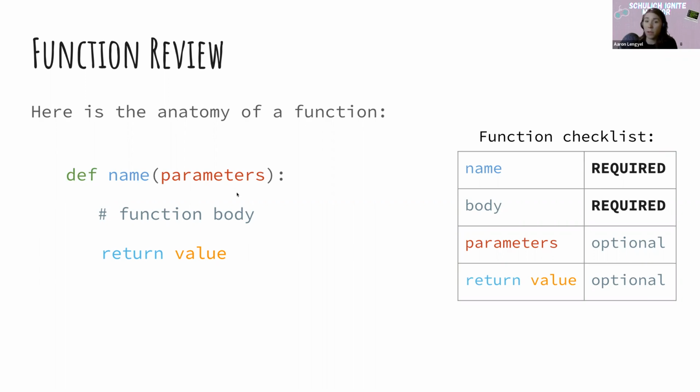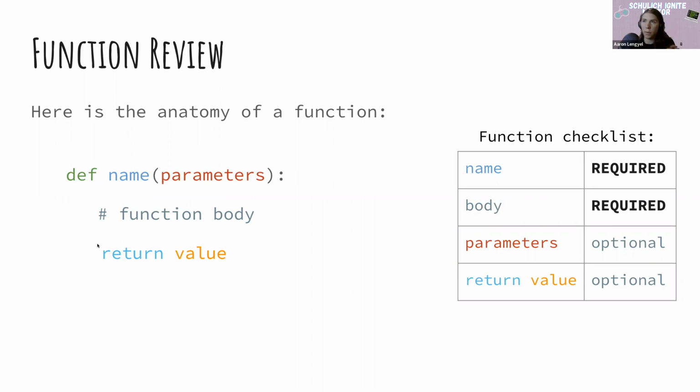These parameters can be empty. You can have functions that take no values. And then you can also have functions that take in multiple values, like an X and a Y. If you want multiple values, you would put commas in between all your values. And then the function body is the code that we're putting inside. This is the actual code that this function is going to do.